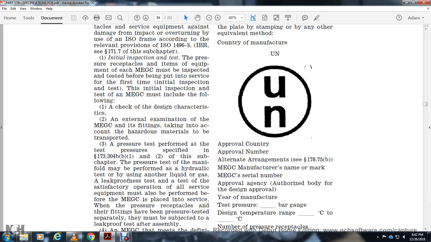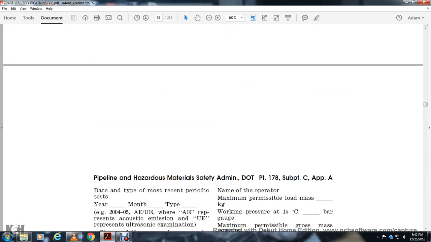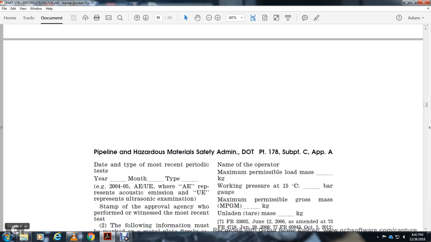The manufacturer, type of the pressure in bar gauge, design temperature range in Celsius, number of pressure receptacles, total water capacity in liters, initial pressure testing date and identification of the approval agency, date and type of the most recent periodic testing, year, month, type, and stamp of the approval agency that performed or witnessed the most recent test.